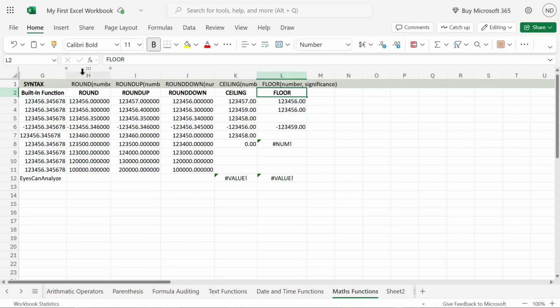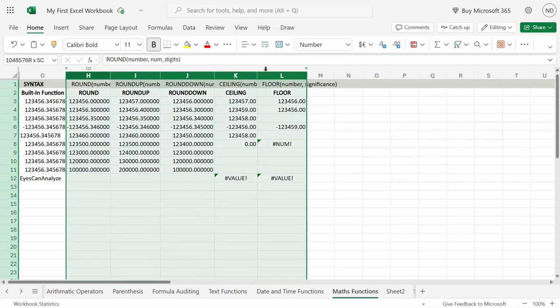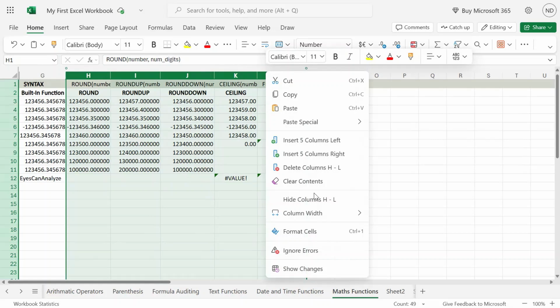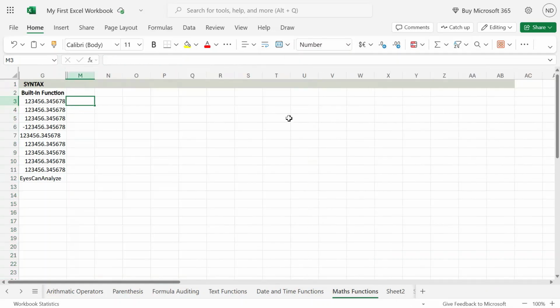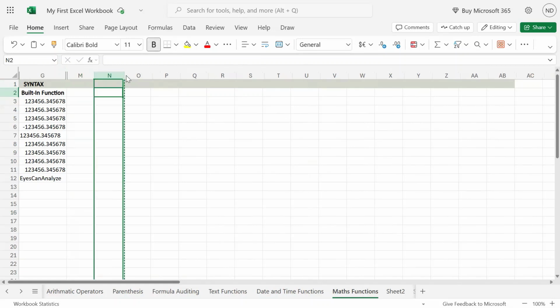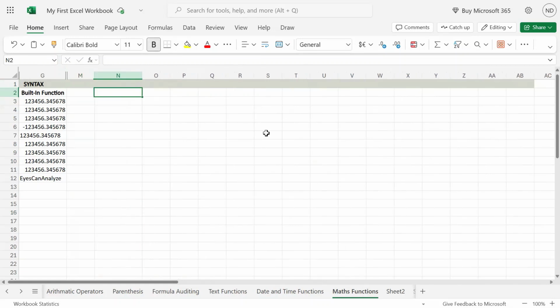Hey guys, welcome back. Today we'll try to understand a totally new function. As we learned square earlier, which was a power function, we can also have square root. The square root function returns the positive square root of a particular number. So pretty simple.